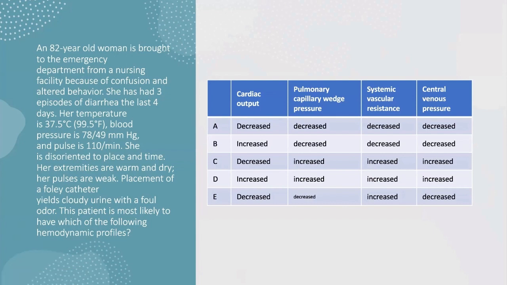An 82-year-old woman is brought to the emergency department from a nursing facility due to confusion and altered behavior. She had 3 episodes of diarrhea in the last 4 days. Her temperature is 37, blood pressure 78/49, heart rate 110, disoriented. Pulses are weak. When you place the Foley catheter, you get foul odor. Which of the following is the hemodynamic parameters? If you guys can tell me that.